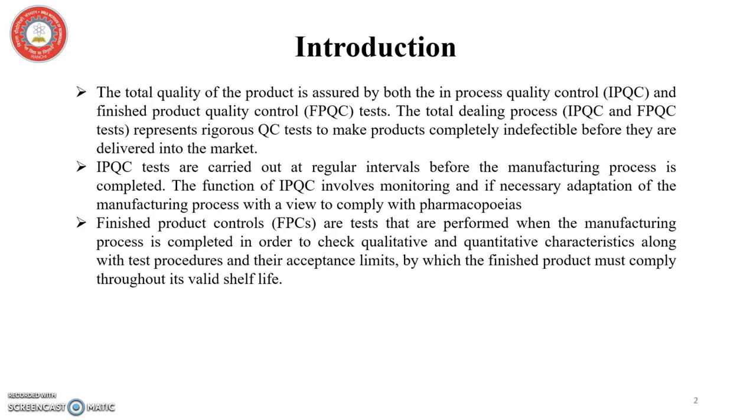Coming to the introduction portion, the total quality of a product is assured by both the IPQC and FPQC tests. The total dealing processes represent rigorous QC tests to make the product completely indefectible before they are delivered into the market. IPQC tests are carried out at regular intervals before the manufacturing process is completed, but FPQC tests are performed when the manufacturing process is complete, in order to check qualitative and quantitative characteristics along with the test procedures and their acceptance limits.